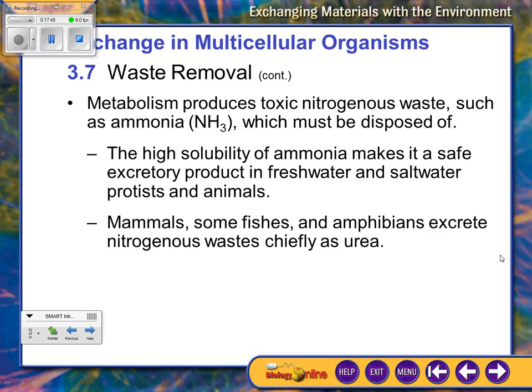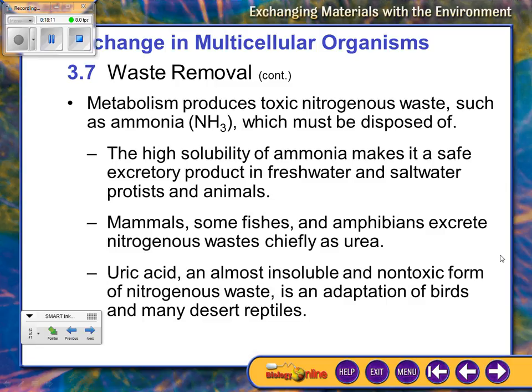But then, like this says here, mammals, fish, amphibians excrete the nitrogen waste chiefly as urea. So this nitrogen waste product, we dissolve it in water and we get rid of it, like urine. Does this use up water? Yes. So this is not very efficient in a desert situation.